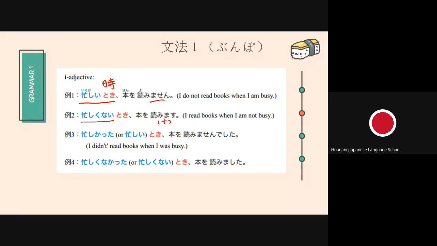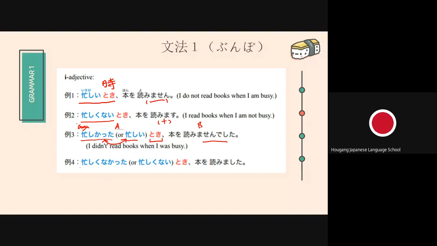But tenses come in already. Past tense, when I was busy, it's up to you. You can use past tense, isogashikatta, or isogashii. Both are fine. Why? Because the behind is past tense really: hon o yomimasen deshita. So the front doesn't matter because toki is "when" or "at the time". When B is past tense, A you definitely should have done before. It's like saying when busy, I didn't read a book, so you're saying it was in the past already. So it's up to you to use present tense or past tense.